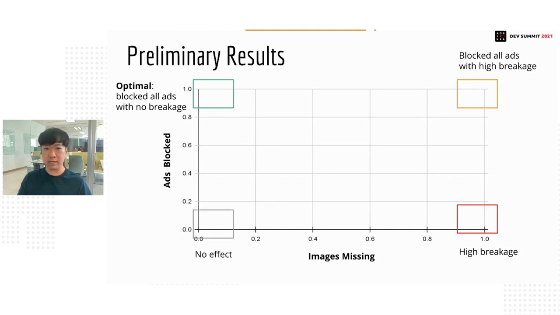And the origin here just means it has no effect when considering these two factors. So we applied this on cricbuzz.com, which is a simple sports site that has a few ads. And we find that when we try the first party filter rule, it was able to block all ads, but it caused more than 40% of the images to go missing.